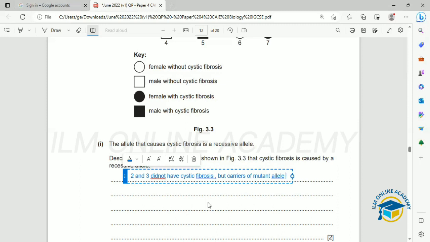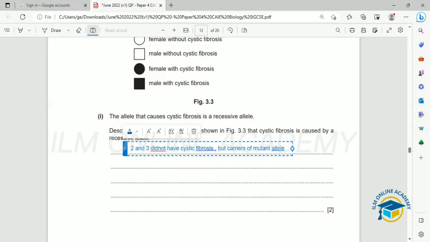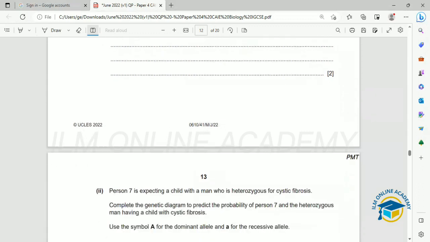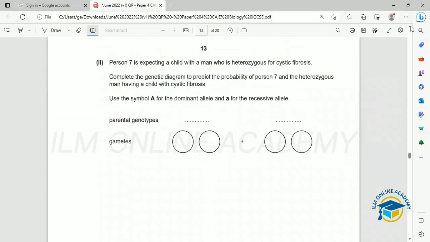Those 5 and 7 might have received the mutant copy, one from each parent, and that way they had cystic fibrosis. Okay, so that's the reason. When we talk about a recessive allele responsible for a specific disease, the person must have 2 of those alleles in order to have that disease. Parents were heterozygous, that means they were carriers, but they did not have the disease, right? So when we talk about the cross, two of the offspring received the mutant copies of the gene, causing cystic fibrosis. Now, person 7 is expecting a child with a man who is heterozygous for cystic fibrosis.